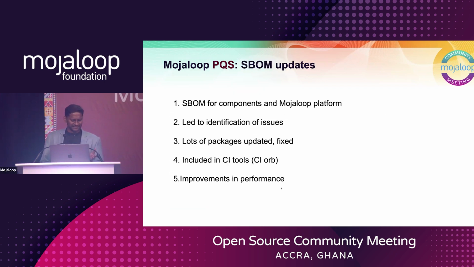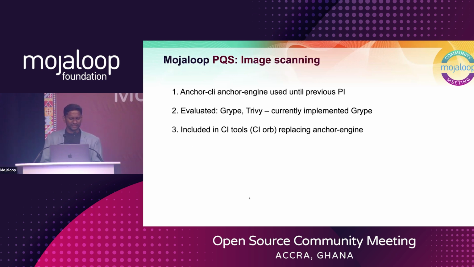Heads up. Software bill of materials is now part of the central orb that we use, or the central package that we use for all Mojaloop services. And we've also improved the performance. It used to take about 7 minutes. Now it takes like 1 minute or less than 1 minute.